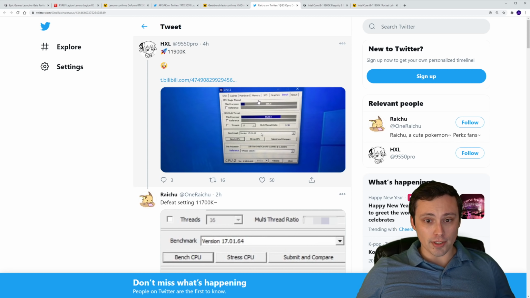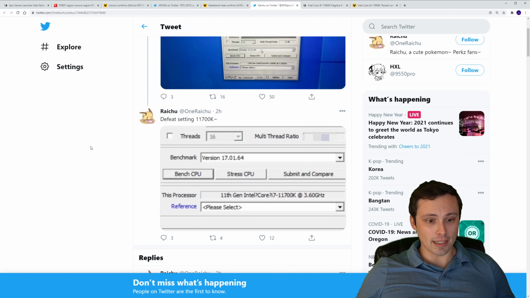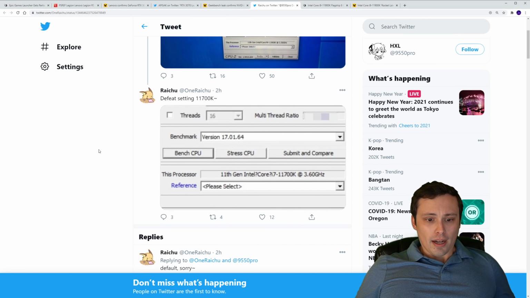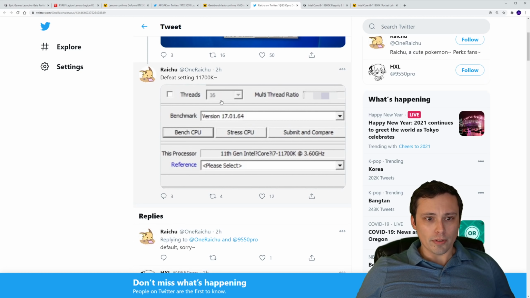All right, jumping into the CPU side of things, we've got the 11900K tweeted out here with some CPU-Z benchmark results, and we see both a single thread and a multi-thread result. And then we had one Raichu, who has been a leaker on these types of things before, releasing some more results here.